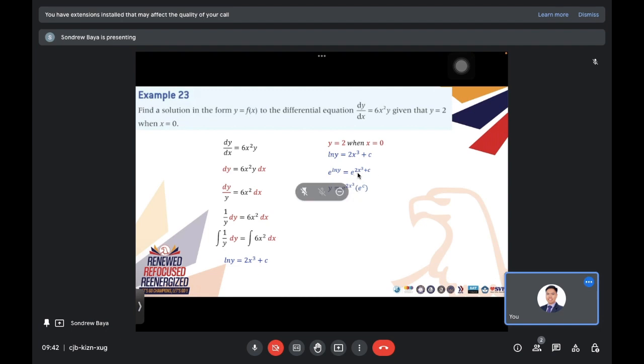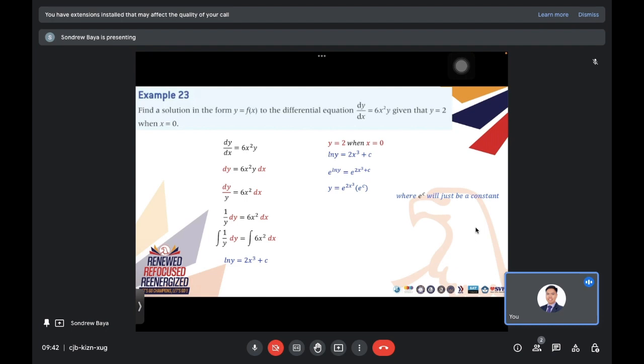Now, remember your laws of exponents. If you have e to the power of 2x cubed plus c, this is the product rule, because we are multiplying two expressions with the same base. So we can separate them actually. Again, this is the reverse product rule. And take note that e to the power of c will just be a constant. e is a constant raised to another constant. That will just be a constant.